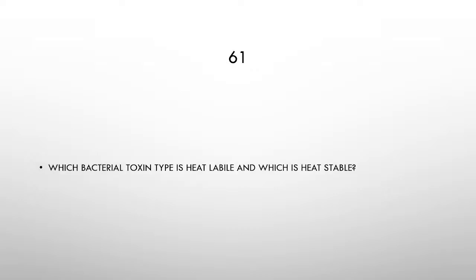Now, which bacterial toxin type is heat labile and which one is heat stable? So which one? We already have a basic understanding, right? Exotoxin is a protein. Endotoxin is lipid. Which one do you think is much more stable when heated?